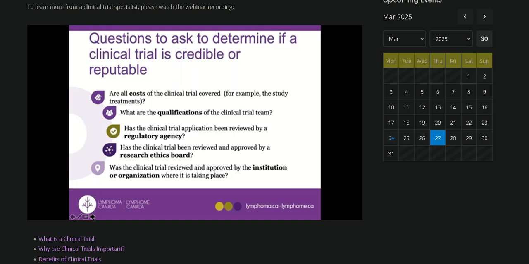And then clinical trials also have to be reviewed and approved by the institution or organization where they're taking place. So there's a liability associated with doing clinical trials. There's insurance that's in place. And so that's another thing you can ask. Again, these might seem like strange questions to ask. You might be more interested in some of the logistical questions, which I know Sarah is going to cover later on. But if you're concerned about whether the trial is a legitimate study, these are things you should ask, and the trial team should not be offended by you inquiring about these types of things.